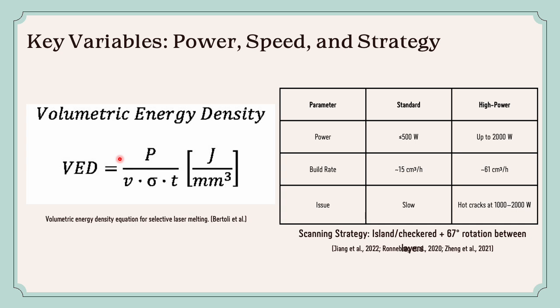In general, increasing laser power increases the productivity, but excessive power may introduce defects such as hot cracking. As shown in the table, high-power systems can achieve much higher build rates than standard systems, but process control becomes more challenging. In addition, scanning strategies such as island scanning and 67-degree layer rotation are commonly used to reduce residual stress and improve build quality. Therefore, optimizing these parameters is essential for balancing productivity, microstructure, and final material properties.